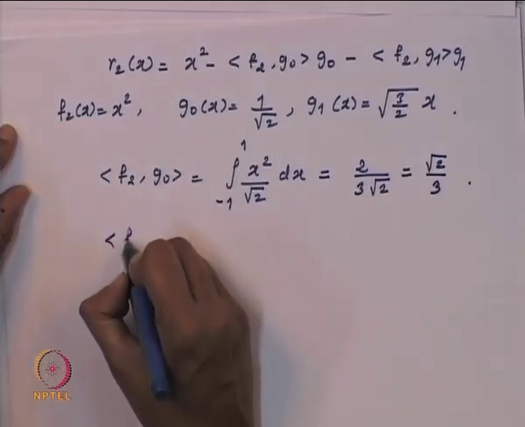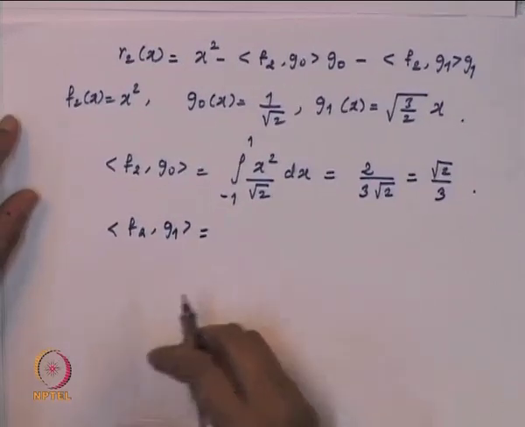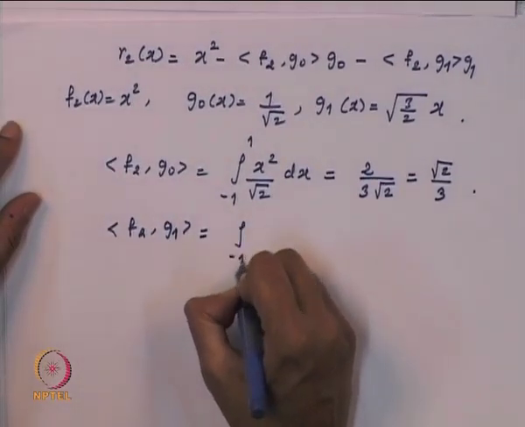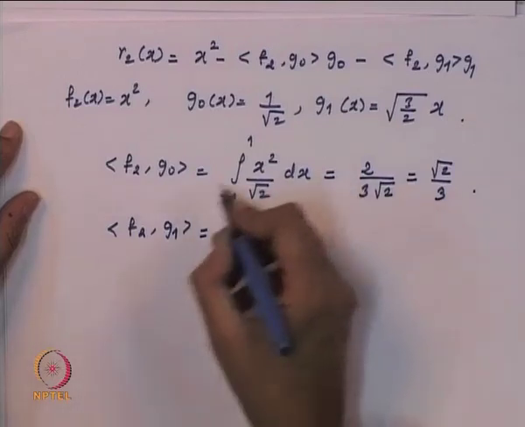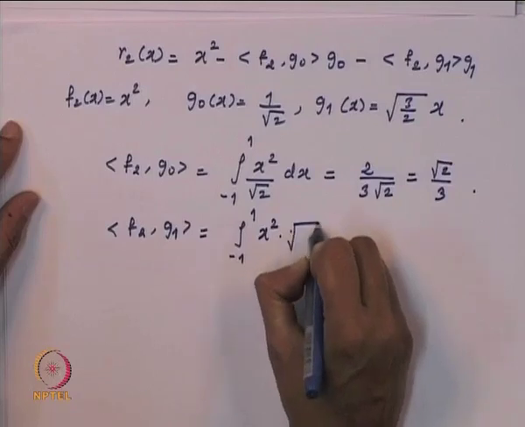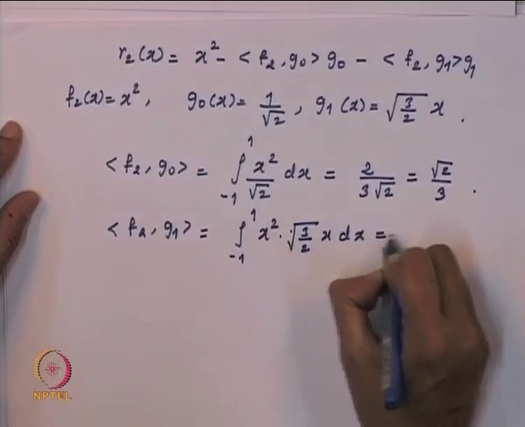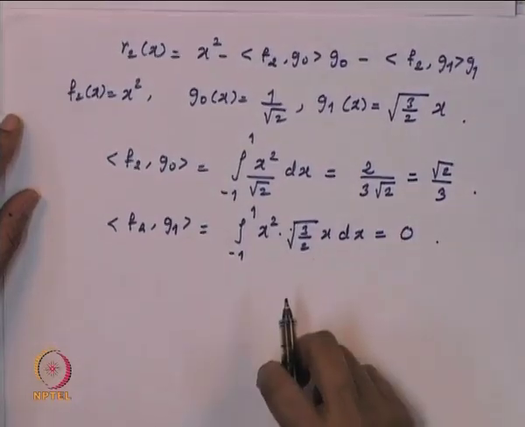When we look at inner product of F2 with G1, this is going to be equal to integral minus 1 to 1 of x square into root 3 by 2 x dx, and this is going to be equal to 0.